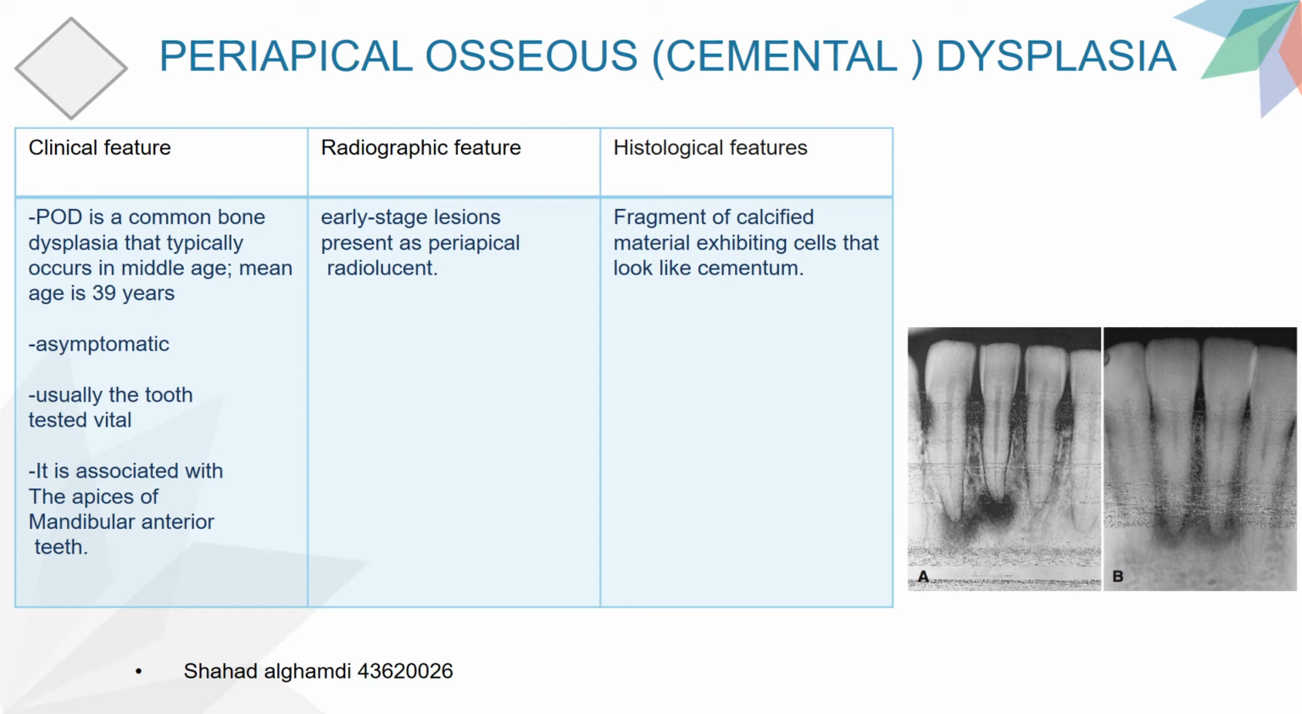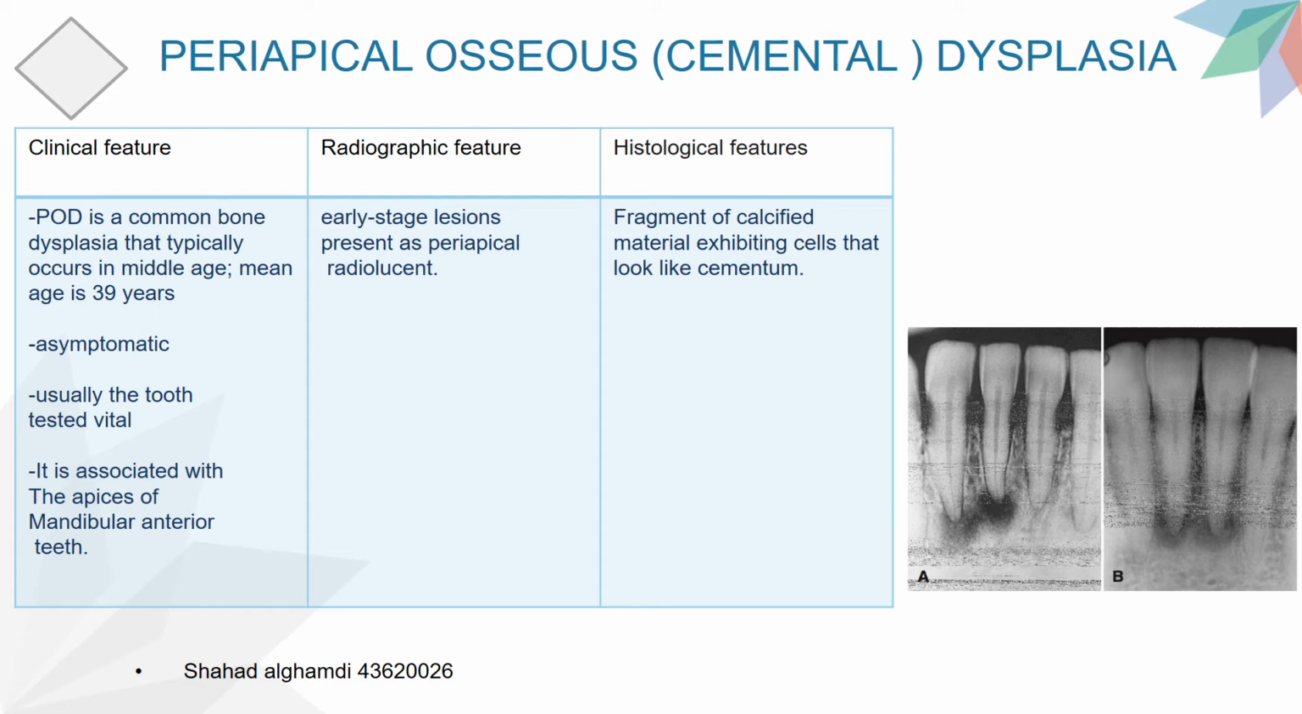Our third differential diagnosis is periapical osseous cemental dysplasia. It's a common bone dysplasia that typically occurs in middle age. The mean age is 39. It's asymptomatic, and usually the tooth is vital. It's associated with the apex of the mandibular anterior teeth.